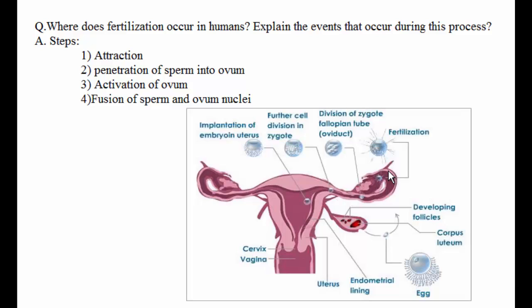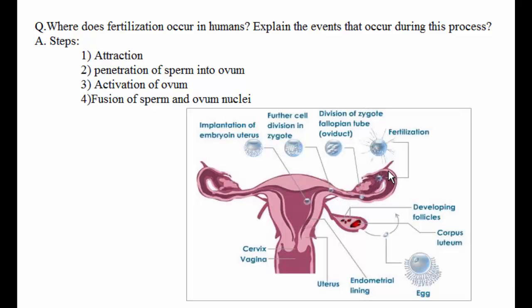Coming to the penetration of sperm into ovum. The human ovum is rounded and non-motile, whereas the sperm is motile in nature. The human sperm undergoes several changes so that it may be able to fertilize the ovum. Though millions of sperms enter the human female reproductive system, only one sperm can fuse with one egg, and that leads to fertilization.